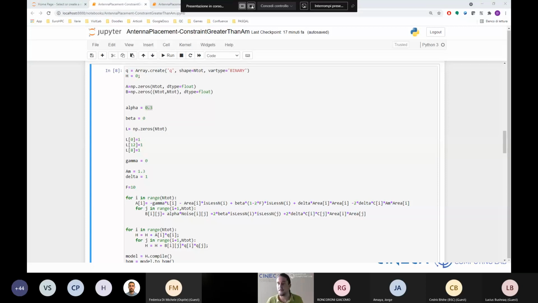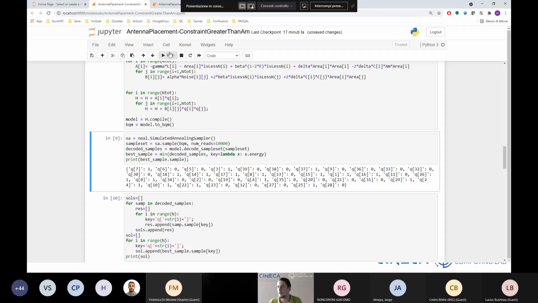Okay, here I am. So I was saying that we can raise this number here. I'm saying to the QUBO problem that the minimization of the interference is very, very important. It is more important than before, because before it was set at 0.3. Let's see what's happening.